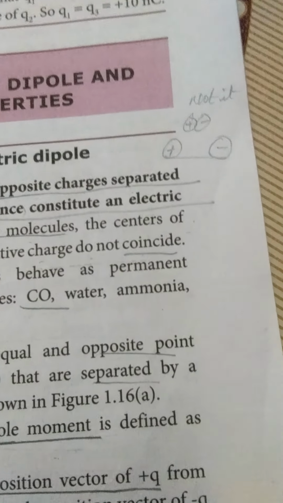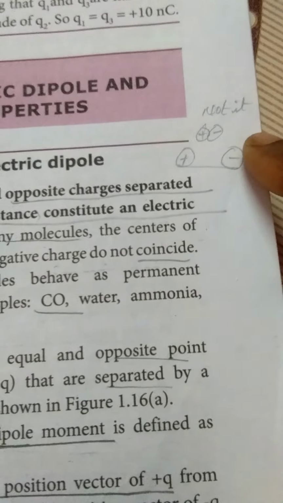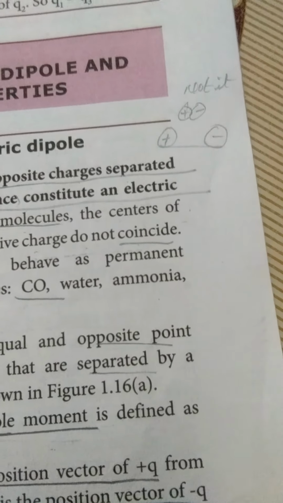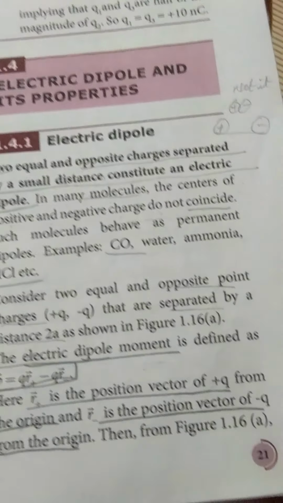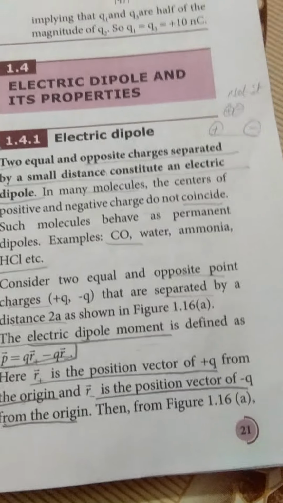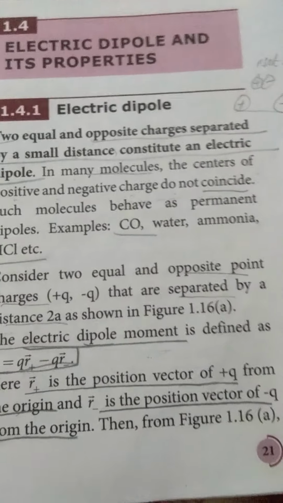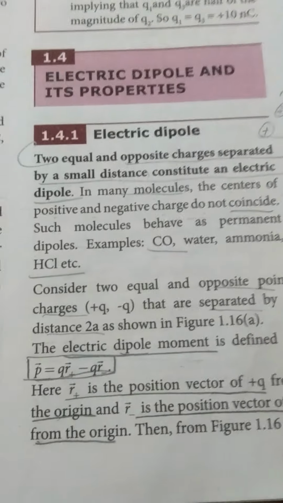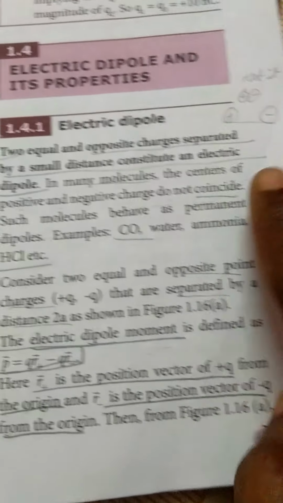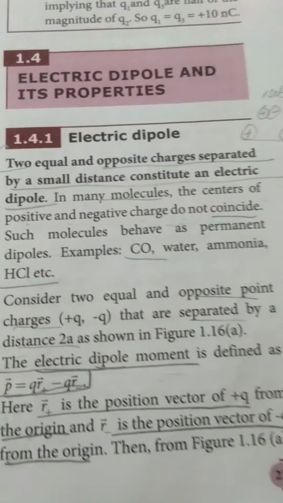Okay, I am talking about the electric field. So negative is here, what happened? The field is directed towards the negative charge. Okay, so two equal and opposite charges at a small distance, we call it an electric dipole.